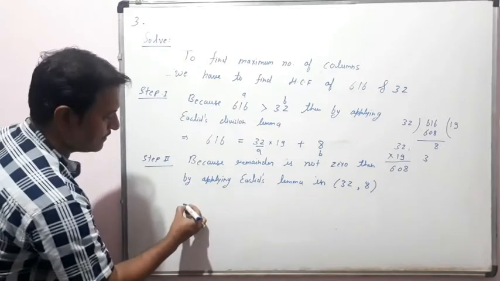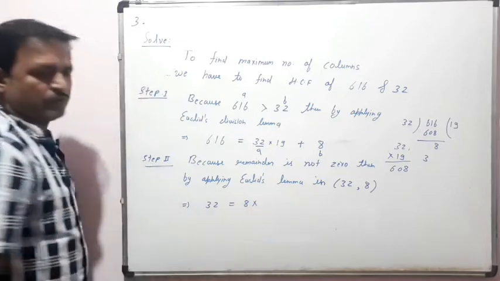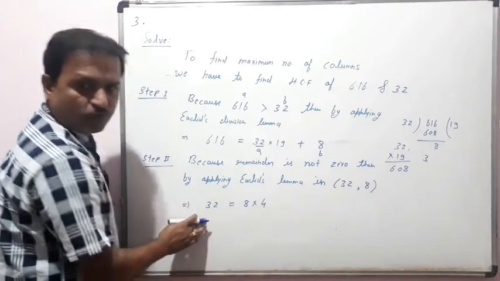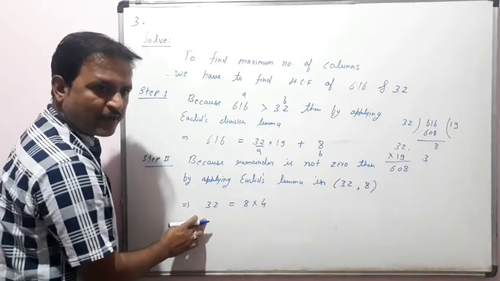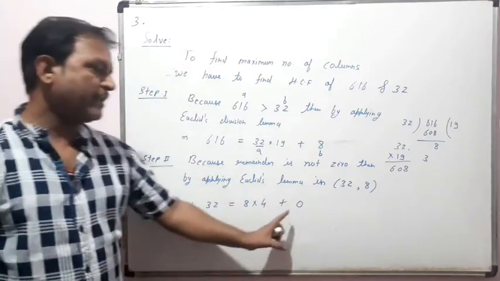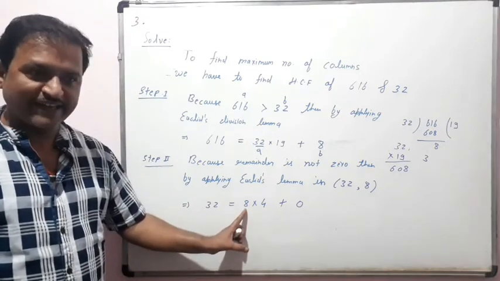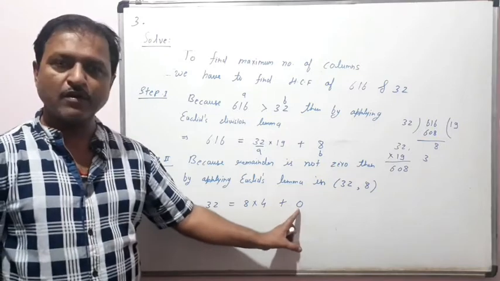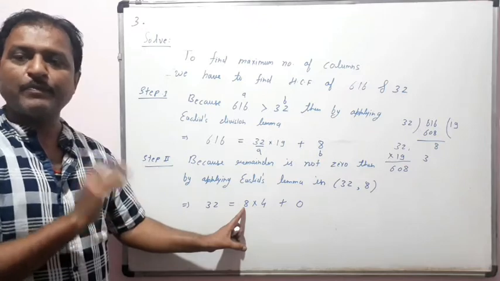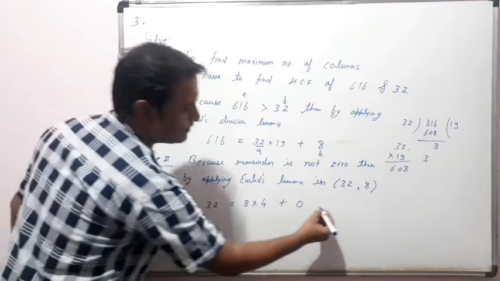Clear? Apply. So 32 is equal to 8 into 4, 32 is completely divisible by 8. So we get remainder what? 0. Now the value of B in the last step is 8. When you get remainder 0, the value of B at that particular step will be the HCF of given two numbers. Clear?